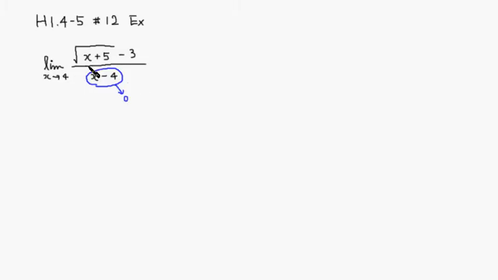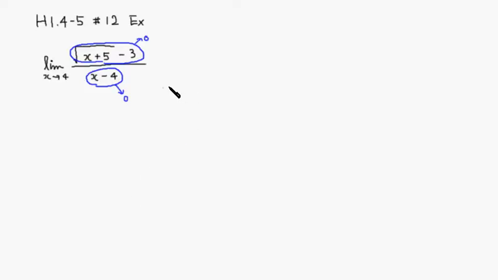Then plug in 4 here. 4 plus 5 is 9, square root is 3, minus 3. So you can see that the numerator also goes to 0. Then what we want to do is to simplify this.